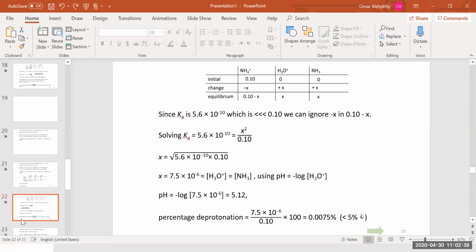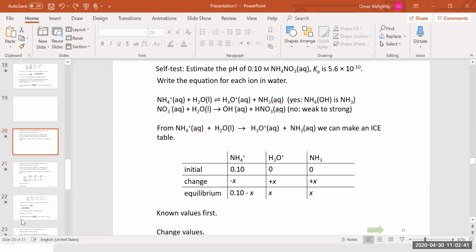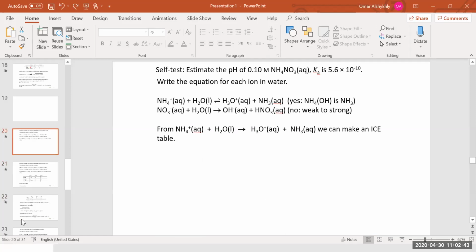Okay, so here we have this example. Estimate the pH of 0.1 molar NH4NO3. The Ka is 5.6 times 10 to the negative 10. Write the equation for each ion with water. Now, what do we have?